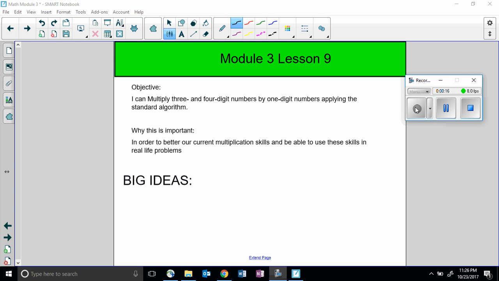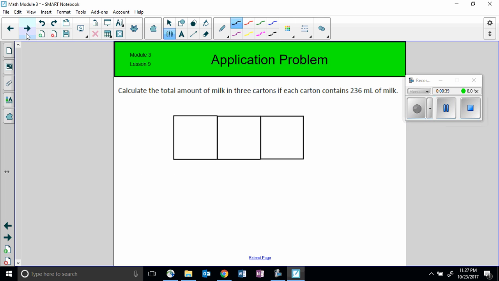Hi guys, welcome back. Today we're doing Module 3, Lesson 9, where our objective is I can multiply 3 and 4 digit numbers by a 1 digit number and apply the standard algorithm. Something else I've added to our notes is why this is important. Some of my students have been asking, Miss Kohler, why do I need to know this? Well, here it is: in order to better our current multiplication skills and to be able to use these skills in real life problems. As you get older, you're going to find that real life problems happen where you do need to use your math skills. So this is where those will come in handy.